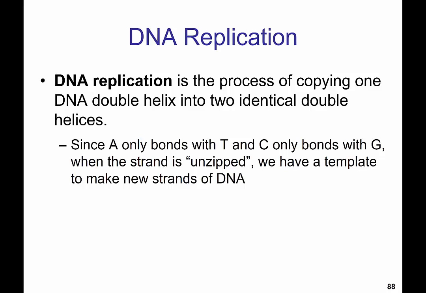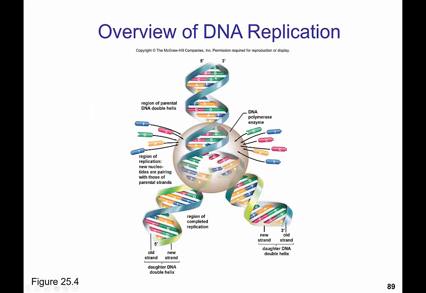When DNA is replicated, it's the process of copying one DNA double helix into 2 identical double helices. Since adenine only bonds with thymine and cytosine only bonds with guanine, when the strand is unzipped, we have a template to make new strands of DNA. This is how we can get accurate replication. Here's an overview of how it works. Here's your original strand, and as these hydrogen bonds are broken in between the bases, then other nucleotides can come and match up to the appropriate base on the other end.